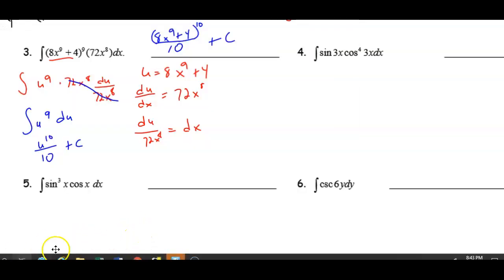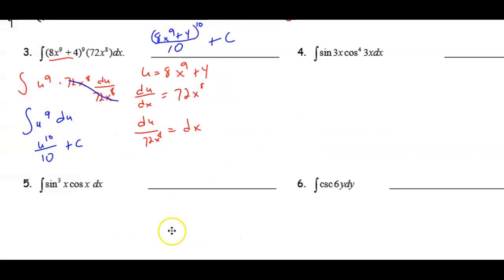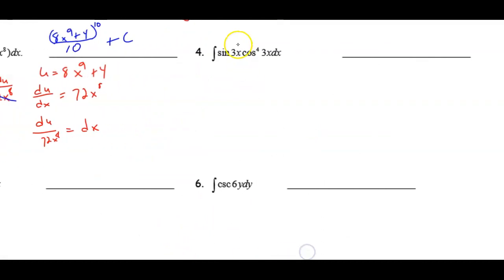The next part here, sorry, I'm having all sorts of technical weird situations. Okay. So this one, I'm going to rewrite this first. So sine of 3x, cosine of 3x to the fourth. All right. So now when I do this, I'm going to make u this internal function right here, cosine of 3x.